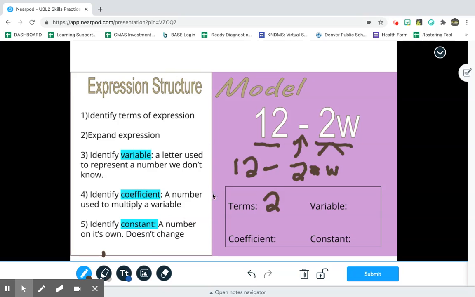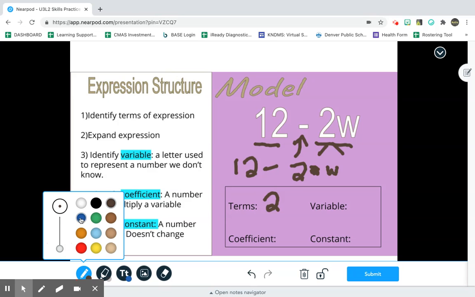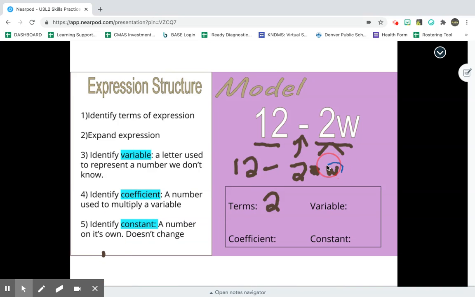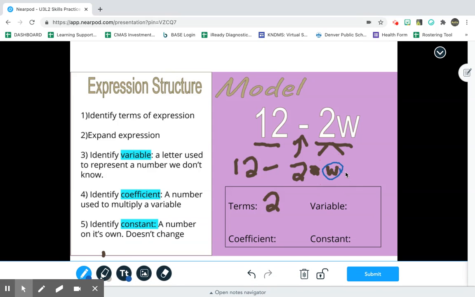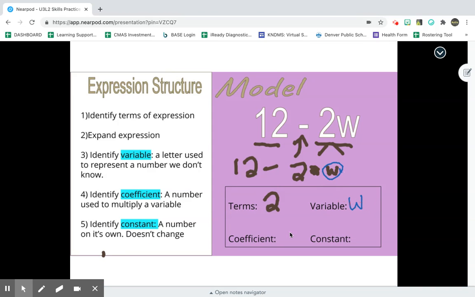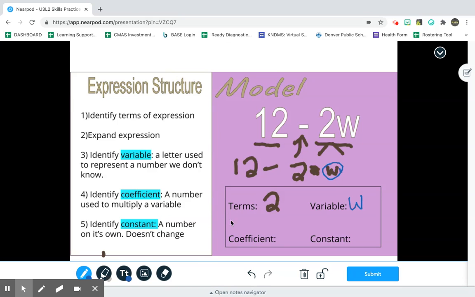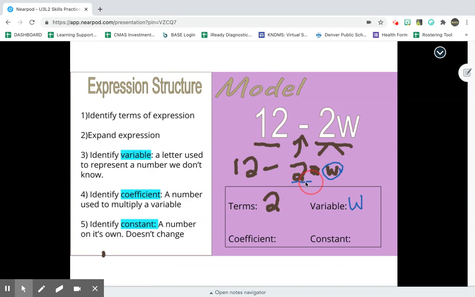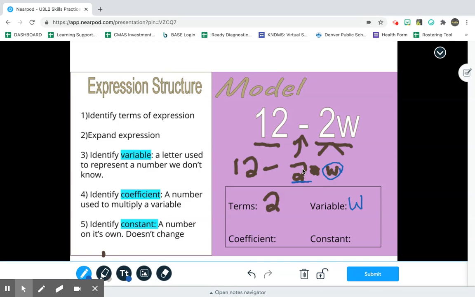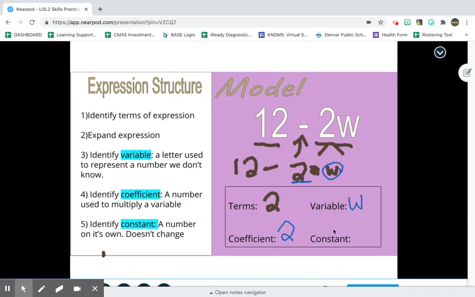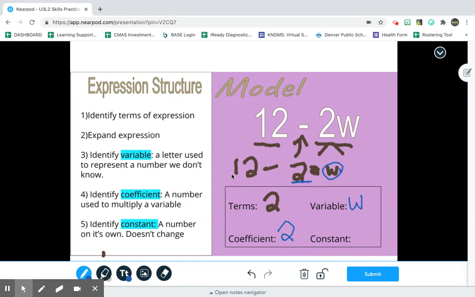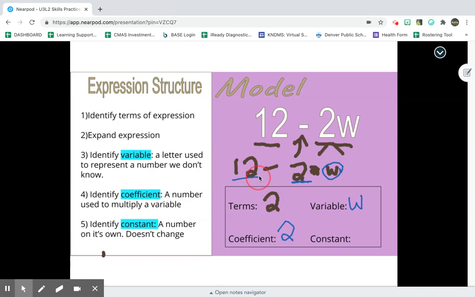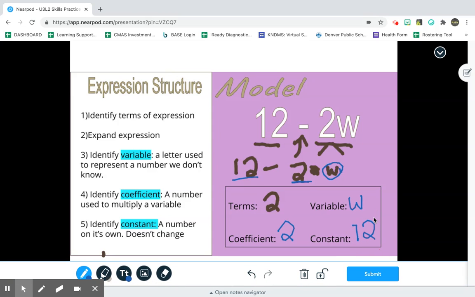I need to find my variable, which is the letter. Let's look for the variable in this expression. The only letter I see is a w. There's my variable, the w. My coefficient is a number that's being multiplied to the variable. I know here's my multiplication symbol, here's a variable. What's being multiplied to the variable? Well, 2 is. I'm multiplying 2 times w. So 2 is my coefficient. And my constant is going to be a number that doesn't change. Which is the only number that's on its own? That number is 12. That's constant. It's always going to happen. So there is my 12.